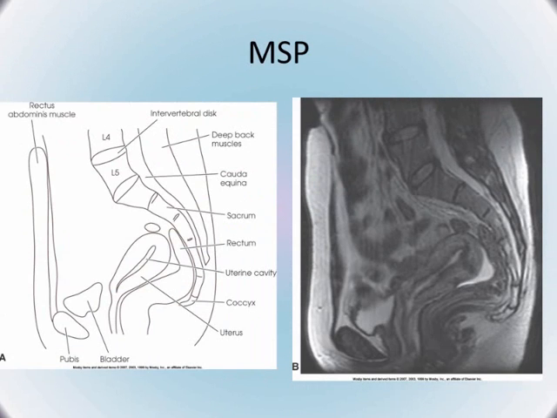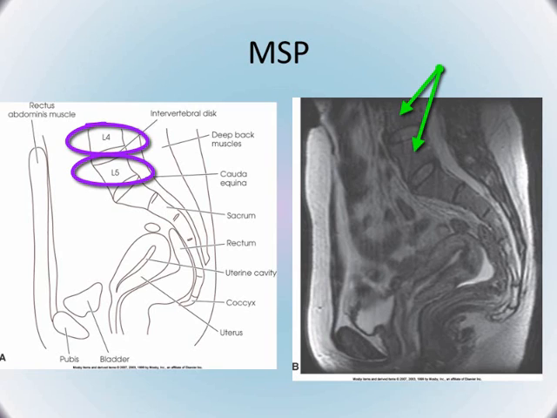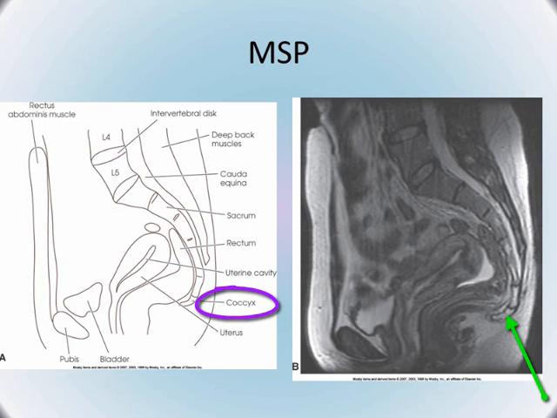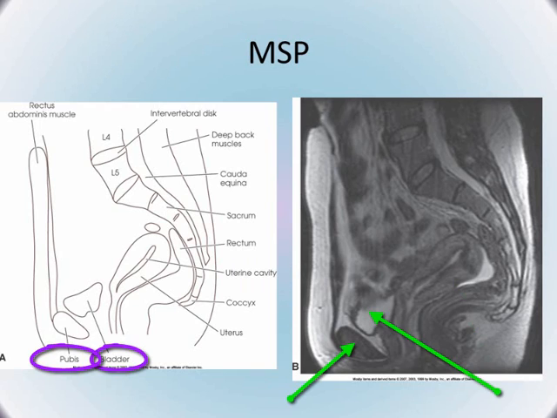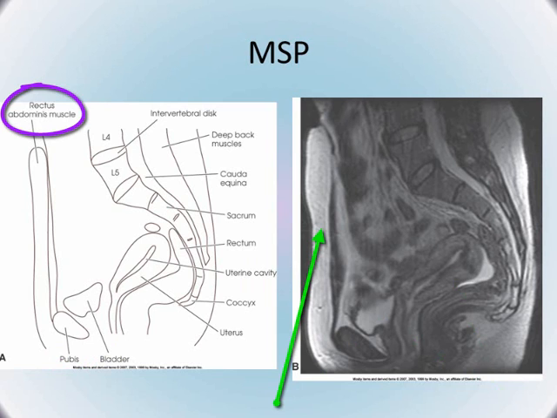Now we'll take a look at the mid-sagittal plane in both a male and a female, and the first one we'll look at is a female. Starting off with L4 and L5, as well as the sacrum and the coccyx. Anterior to the sacrum is the rectum, anterior to that is the uterus, and anterior to that is the uterine cavity. Anterior to that is the bladder, and then the pubis. And the rectus abdominis muscle is the most anterior aspect of all.